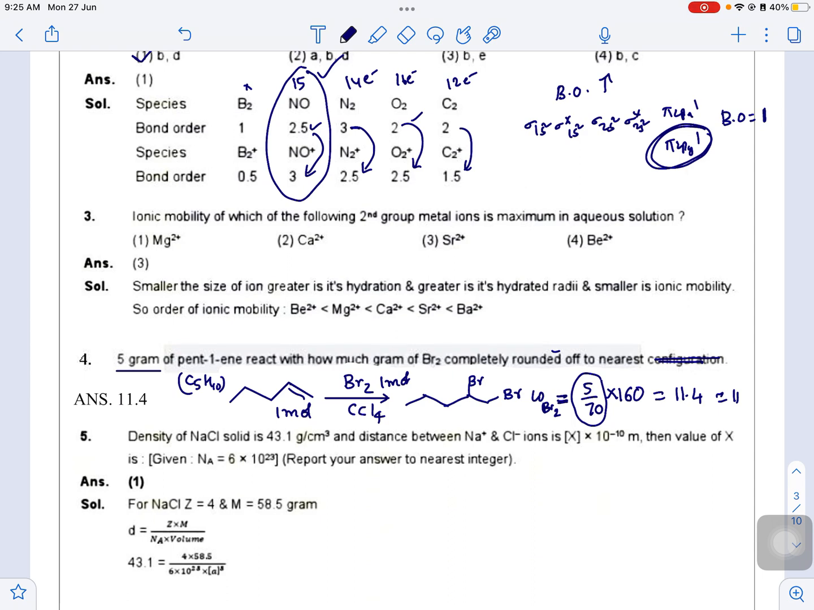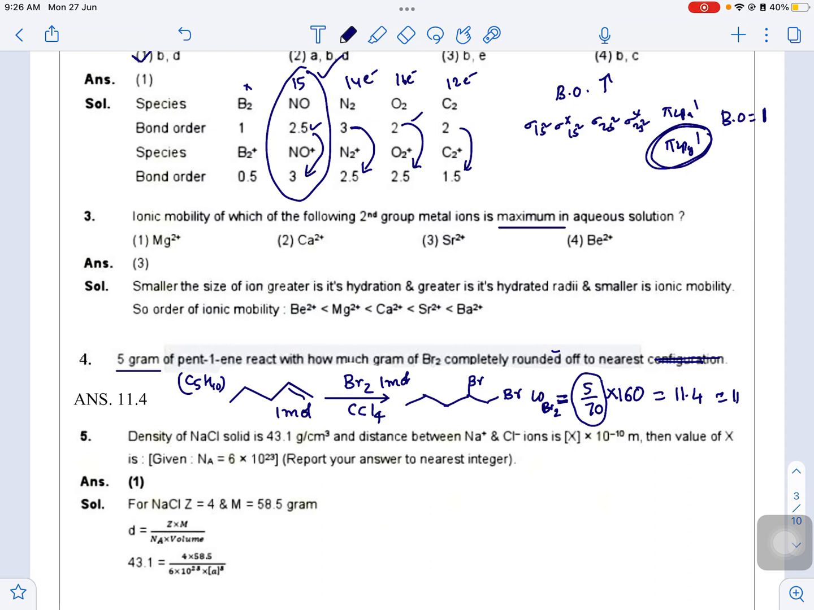Ionic mobility of which of the following second group metal ions is maximum? In water, the ions will get hydrated. When ions are hydrated, the smaller ion will hydrate to the maximum extent. Its ionic size in water will be maximum. So if ionic size in water is maximum, its mobility will be less.